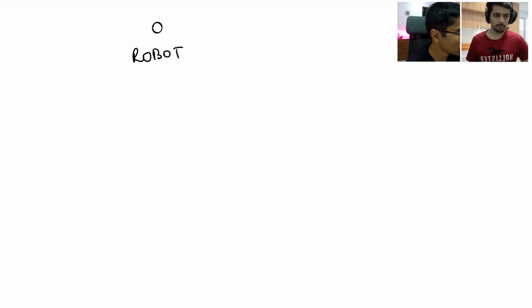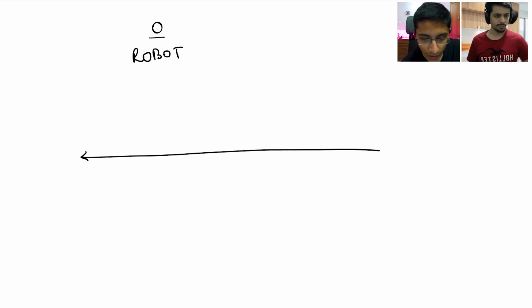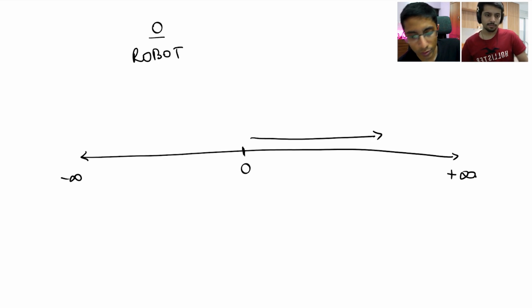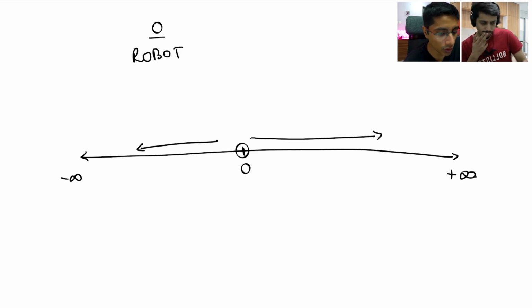Initially, we have a robot at position 0. This is a 1D problem, so basically this is an integer line from negative infinity to positive infinity. You are at position 0, at the origin. What you need to do is go as far right as possible or as far left as possible. Basically you want to get out of your house as much as possible.